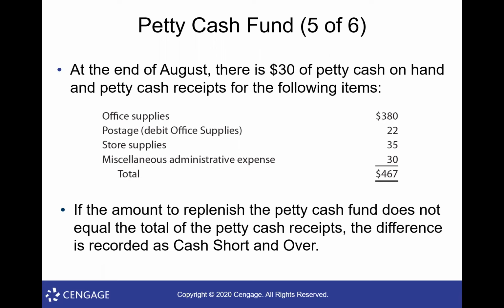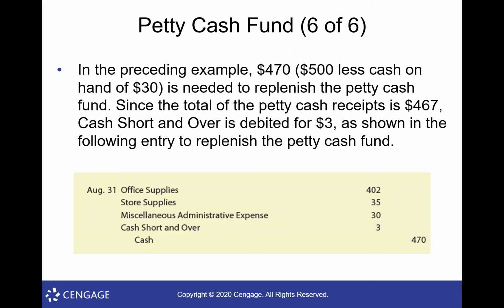So rather than doing an entry that shows all of these and then a credit to cash, we just go straight to, we just debit office supplies, store supplies, miscellaneous expenses, and then credit cash directly. So we never bother with the balance of the petty cash account. In this case, it looks like we're off by $3, right? Our receipts show that we spent $467, but we have $470 in the account.